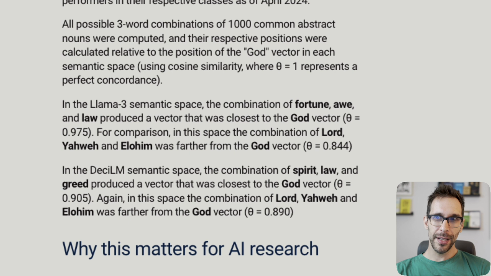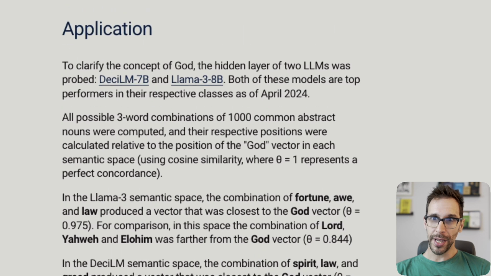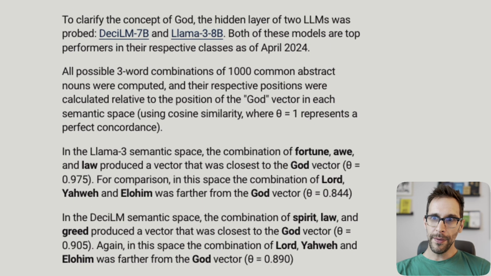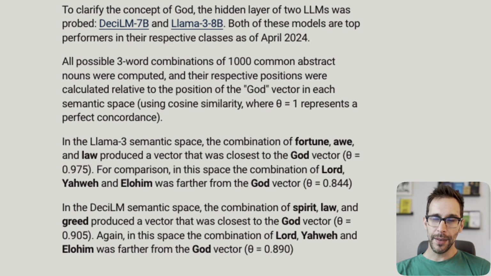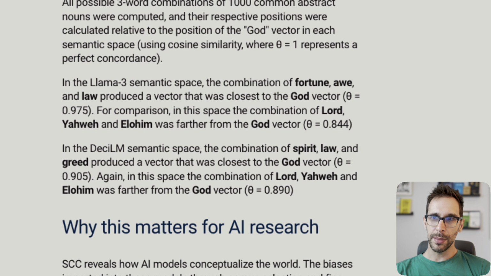It clarifies what in the training data of the LLM, according to its inputs, which again was three-word combinations of 1,000 common abstract nouns. So given a certain input and a certain training data, you get an output that approximates this combination of vectors to the God vector.